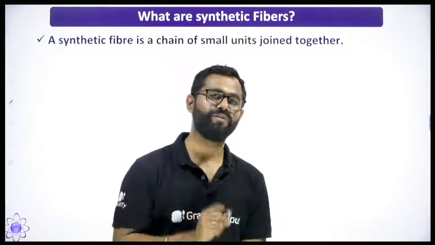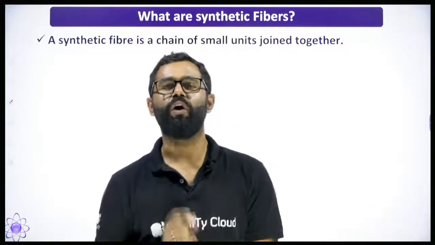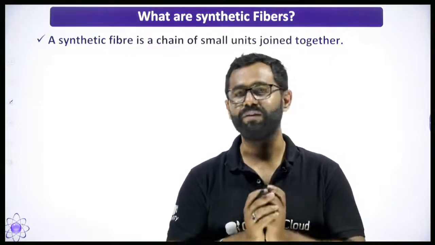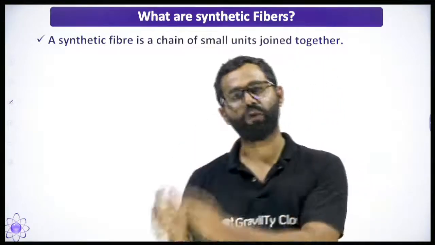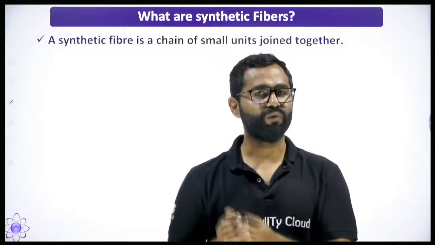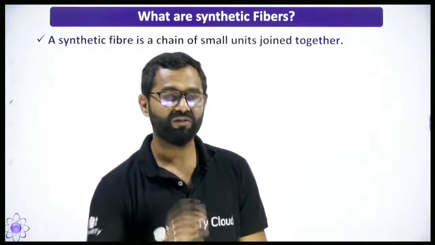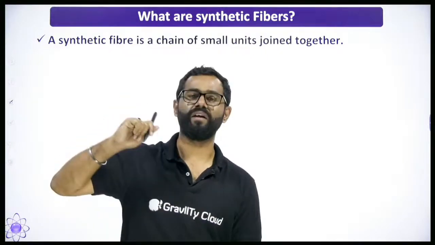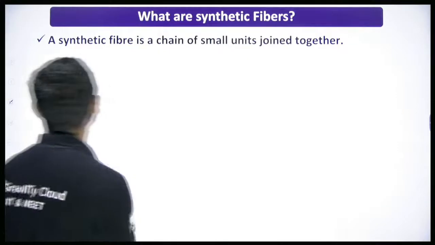We would have used something to make that thread, right? So on the basis of raw materials, when I say raw material, that means the material which we use to make the product. And here the product is what? Synthetic fiber, right? So on the basis of raw materials, we can classify these fibers into different categories. Simple.